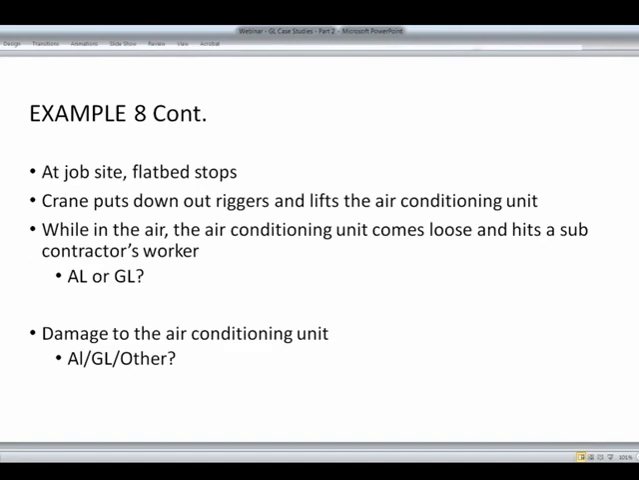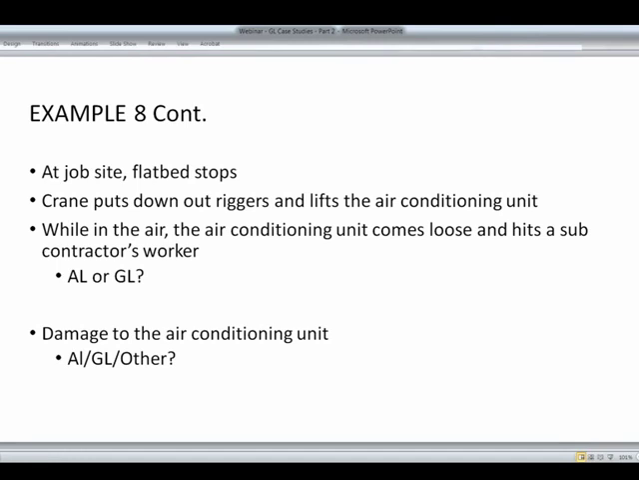At the job site, the flatbed stops. The crane pulls up next to the flatbed, puts down the outriggers, and lifts the air conditioning unit. While in the air, the air conditioning unit comes loose and hits a subcontractor's worker on the head while sitting on the ground. The damage to that worker, is that auto or GL? The damage to the air conditioning unit, how is that covered? Is that auto, GL, or somewhere else?